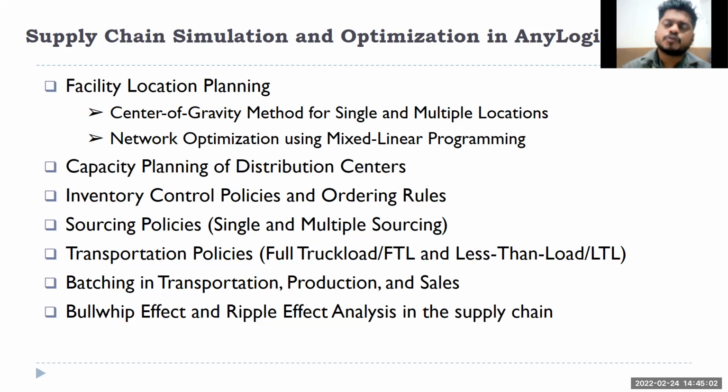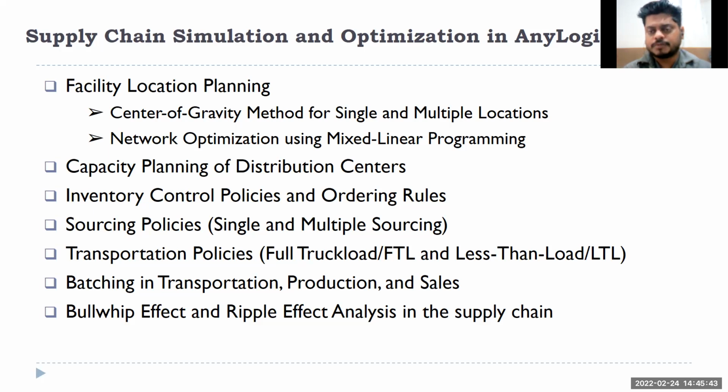Based on that, where should I put my distribution center, where should I put my warehouse? That is the first decision I have to take. How many warehouses should I put, and where should I put them? Network optimization will take care of how many warehouses and how many factories. The center of gravity method for single or multiple locations will tell us where to put them. So those are the two scenarios. First I have to decide which locations to put my distribution centers and warehouses. The other thing I have to consider is how many warehouses or distribution centers.